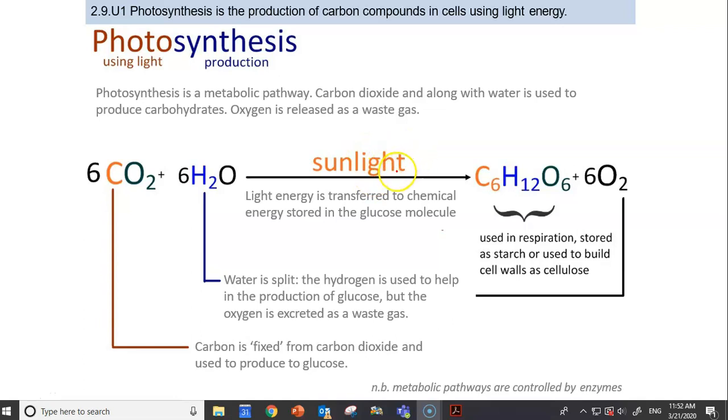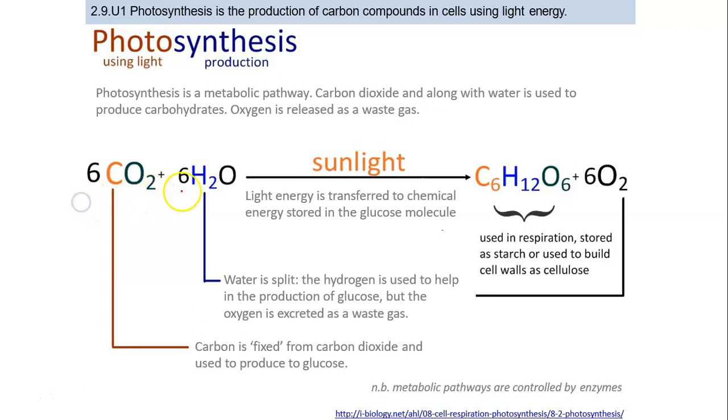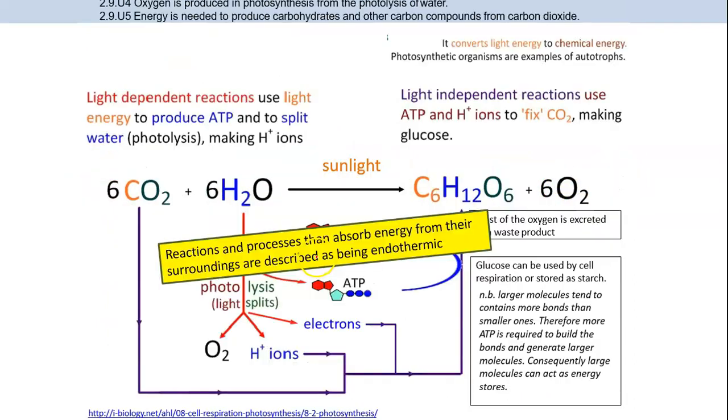This is the general formula for photosynthesis, and in this formula you will see that by the usage of carbon dioxide and water and the sunlight, the final product would be C6H12O6, which is glucose, and the production of oxygen.